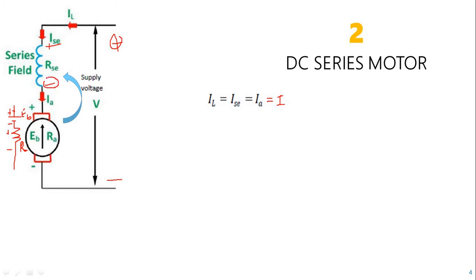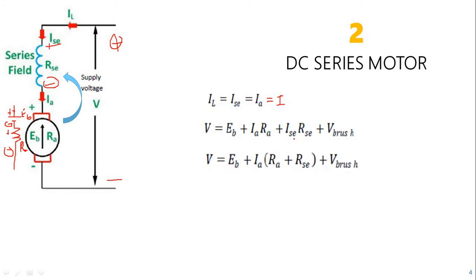minus V minus ISC minus EB minus IARA equals 0, so you get V equals EB plus IARA plus ISC plus V brush. In the case of a generator, the sign will be opposite: EB minus IARA minus ISC. We can write IA equals ISC equals IL, so instead of writing ISC, I'll write IA and take IA as common. You can get this expression.